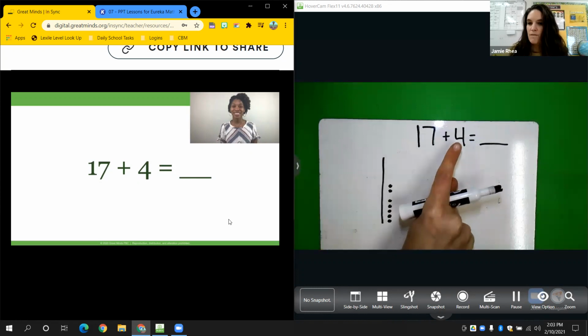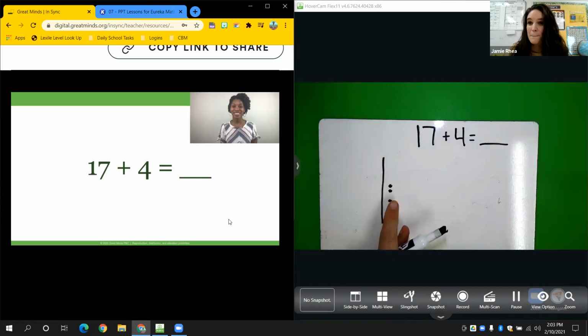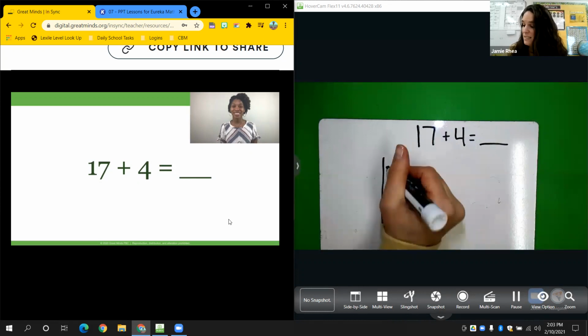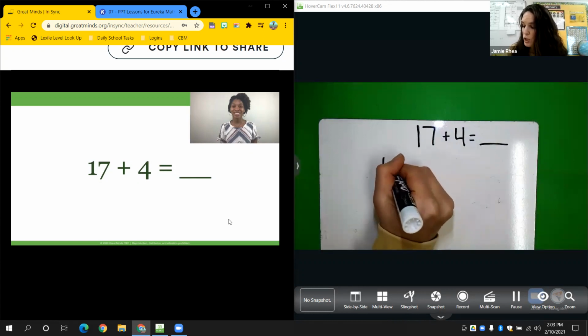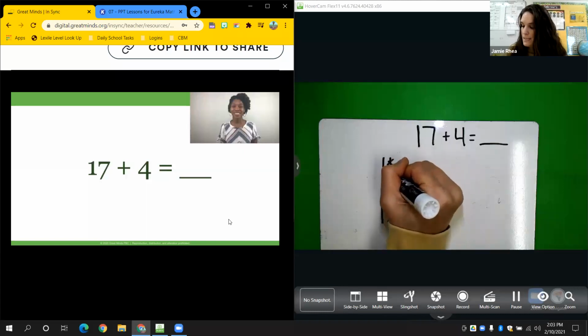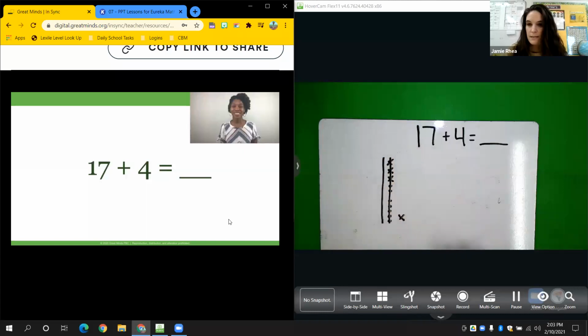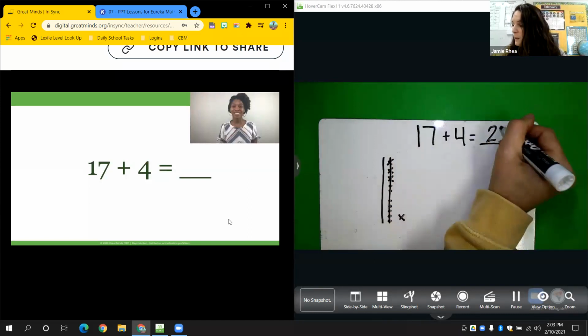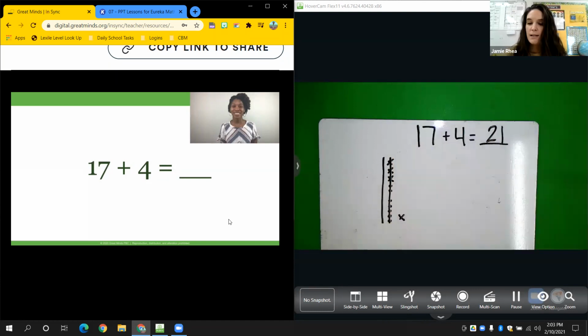And I'm going to make my 4 ones, but I'm going to keep going on here. So I know 7 plus 3 more make 10. So 1, 2, 3, 4. There's my 10. Now I have 2 tens and 1 one. So I got the answer 21.